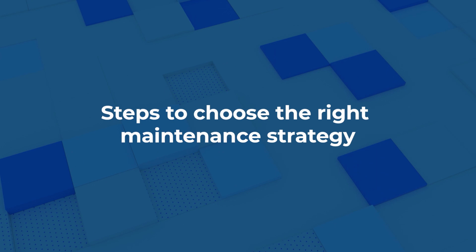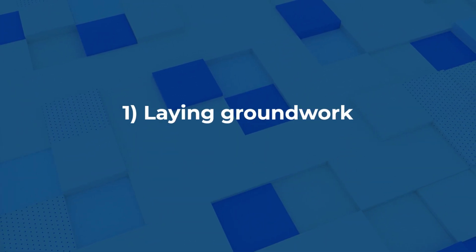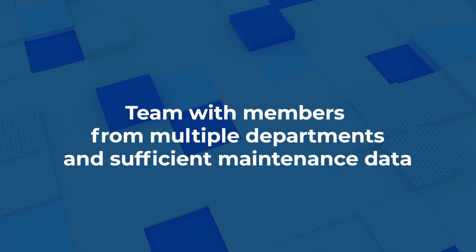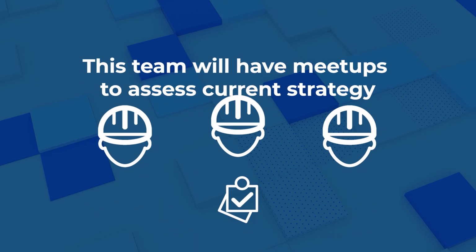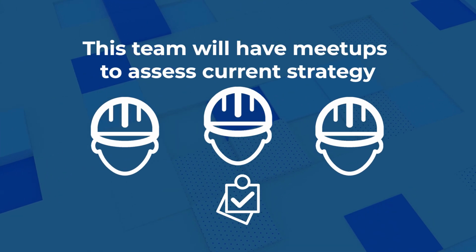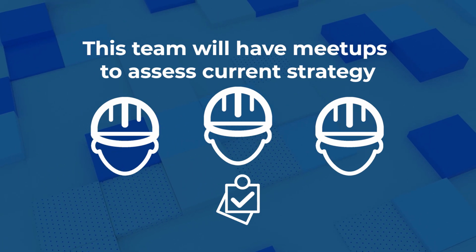Now let's talk about the steps to choosing the right maintenance strategy. Step 1 is laying the groundwork. You'll need a team with members from multiple departments and sufficient maintenance data. This team will meet on a semi-regular basis to assess your current maintenance strategies and make adjustments as needed.